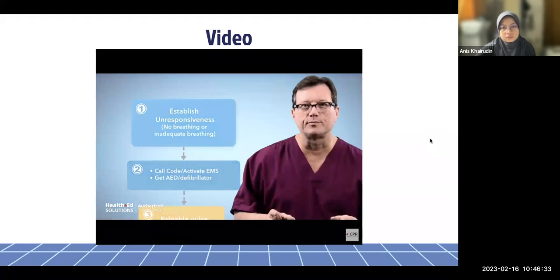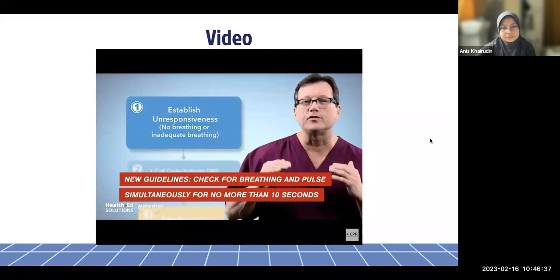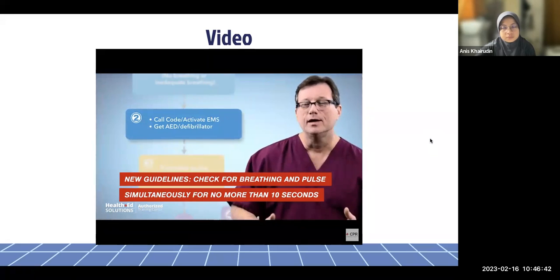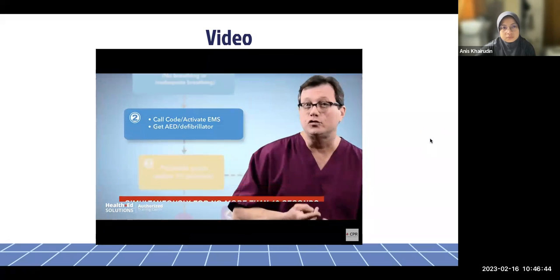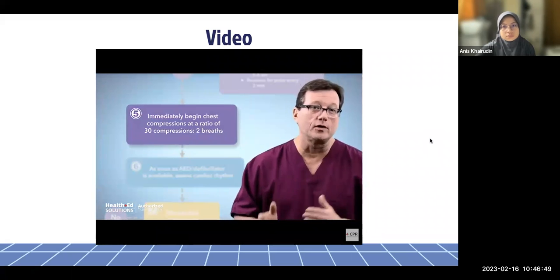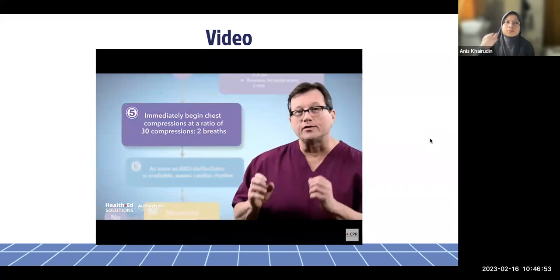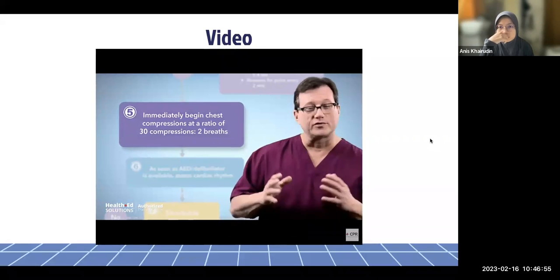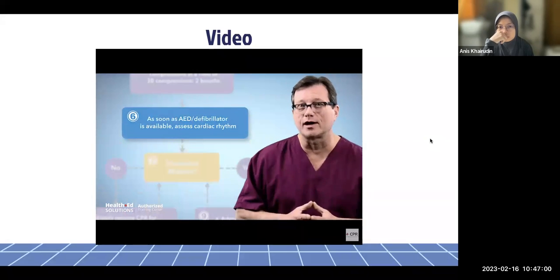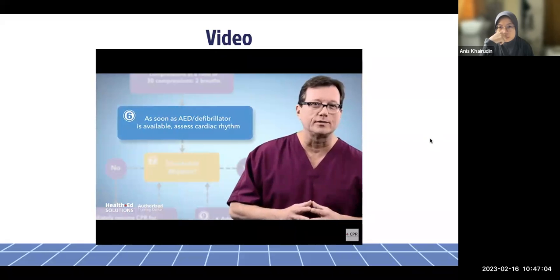First, establish unresponsiveness. Next, look for breathing for about 5 seconds. If this child is not breathing, immediately call a code, get some help coming. Now, in healthcare provider 2 rescuer BLS for the child, our compression to ventilation ratio is 15 to 2. You're going to provide 15 compressions, then provide 2 ventilations of air. We're still going to attach this child to an AED to see maybe if they are in a shockable rhythm. Let's take a look and see what those skills look like, shall we?